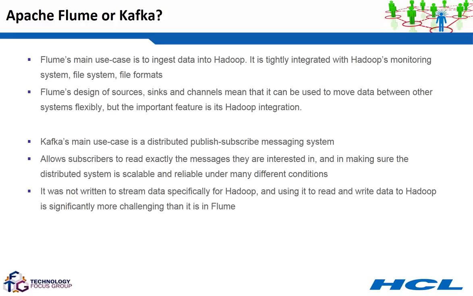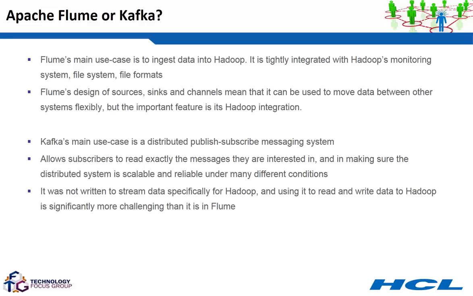While on the other hand, Kafka is a standard distributed publish subscribe messaging system. It allows subscribers to read exactly the message they are interested in. So the consumer will tell the offset pointer which message they want to read, and it makes sure that the distributed system is also scalable and reliable under many different conditions. So all the scalability and reliability are built into the Kafka system. It was not written to stream data specifically for Hadoop, and using it to read and write data to Hadoop is significantly more challenging than it is with Flume.